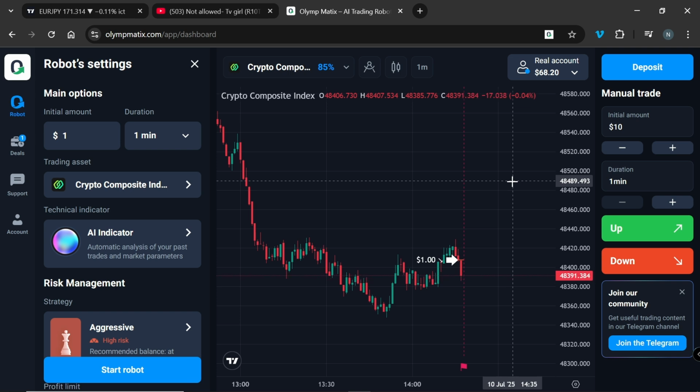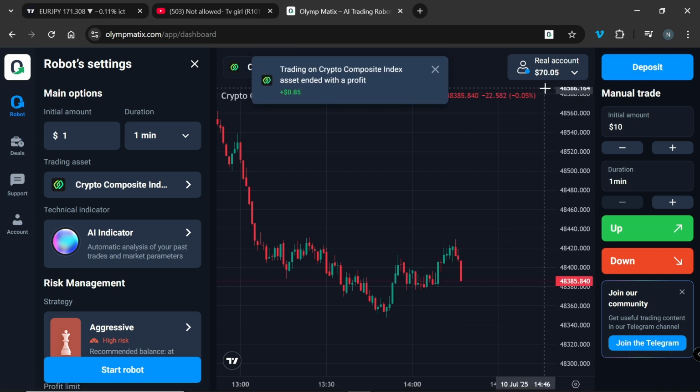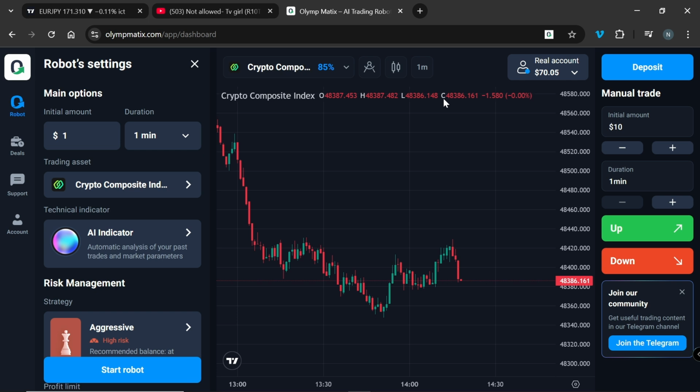So robot performance, we won both accounts. Both accounts are winning, are doing the most, guys. But as you can see, it's 18 right now. So as you can see, from $60 to $70 in the space of 10 minutes, which is amazing, bruh. The robot is doing the most.